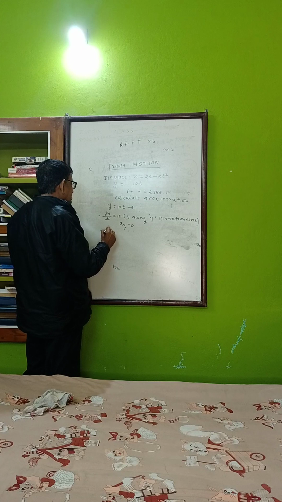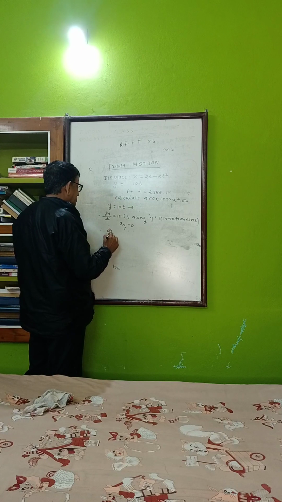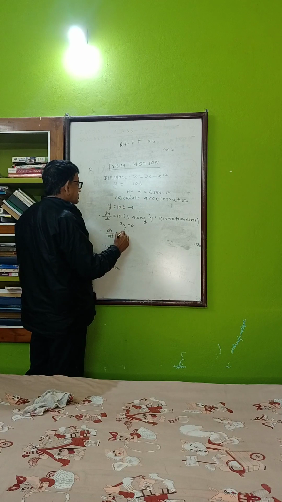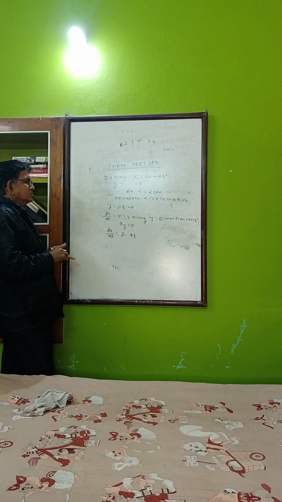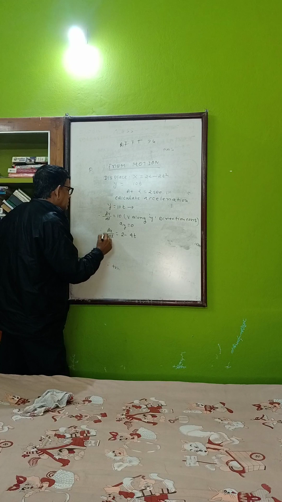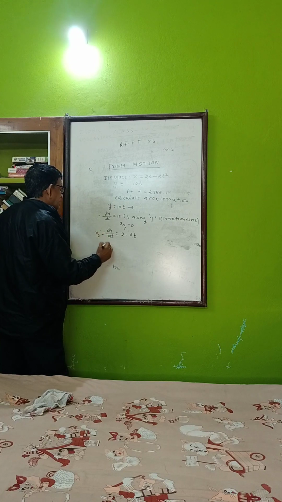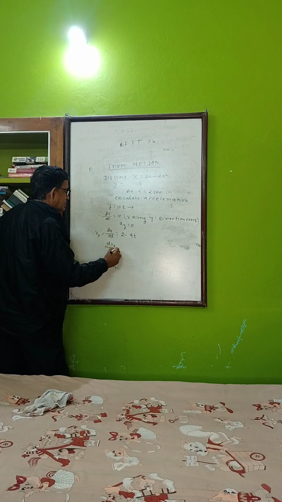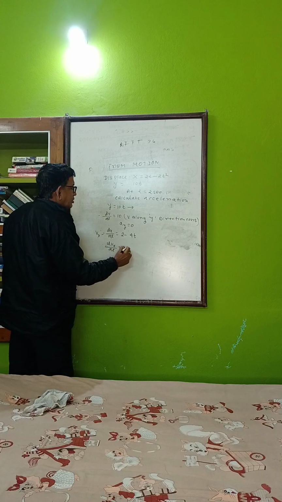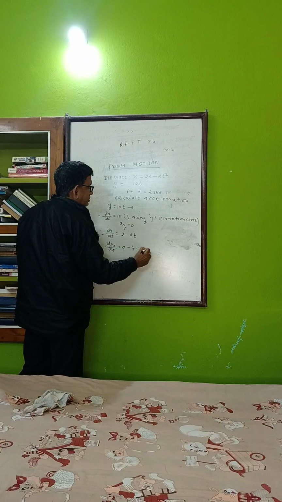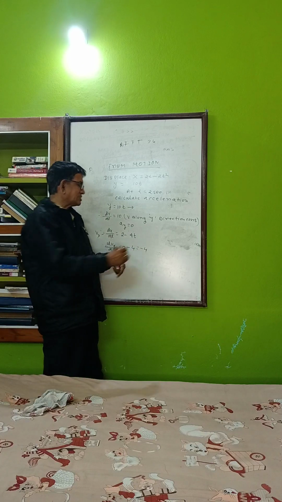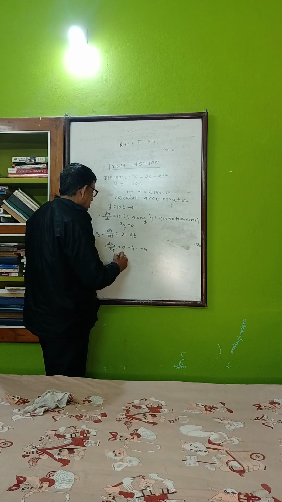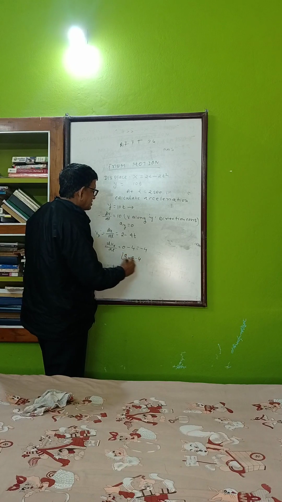Again, if you consider dx by dt, that means 2 minus 4t. Again you are getting vx. Again dvx by dt equal to 0 minus 4, that is minus 4. That means acceleration is always negative along the x direction, ax equal to minus 4. That means it is retardation.